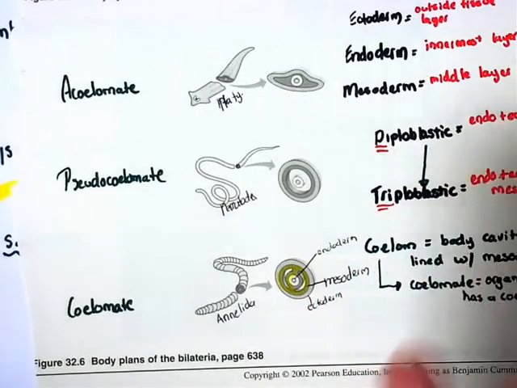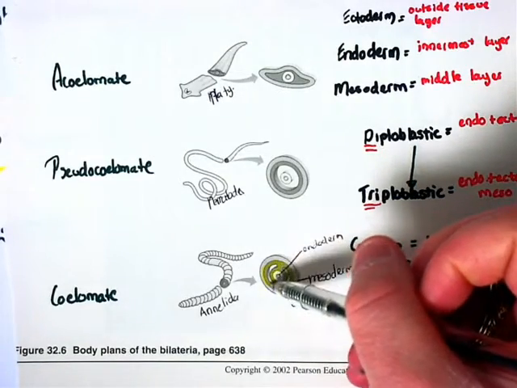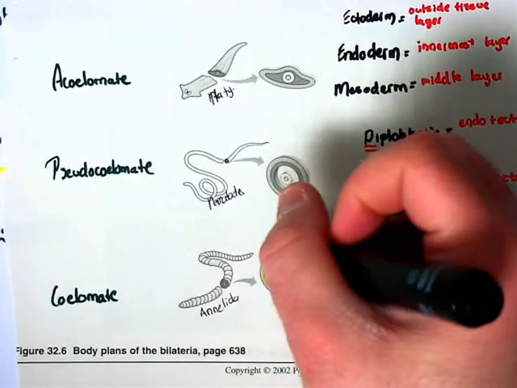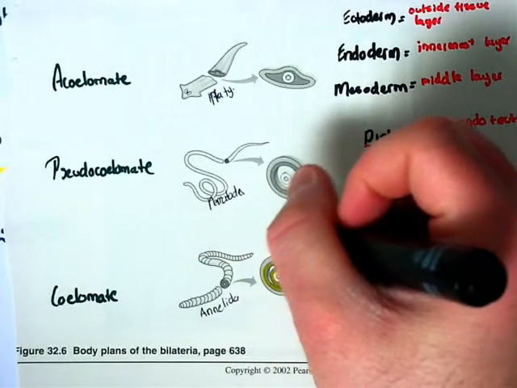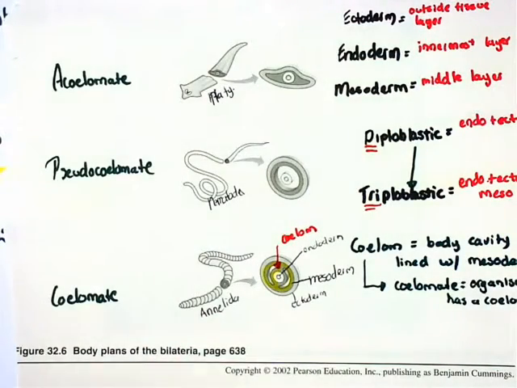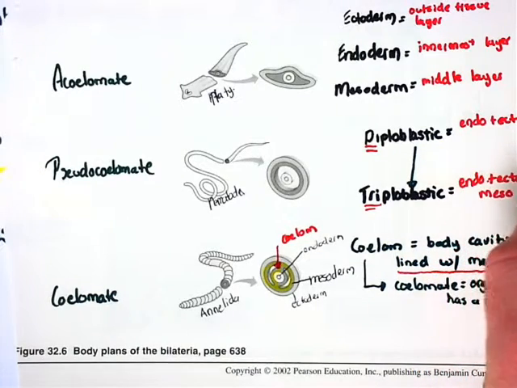And it's a little hard to see, your book would have a better picture, of course, but do you see how there's this cavity that's formed right there? That cavity, that right there is your coelom. It's completely lined with mesoderm. And that's kind of where that definition's going, is completely lined with mesoderm.